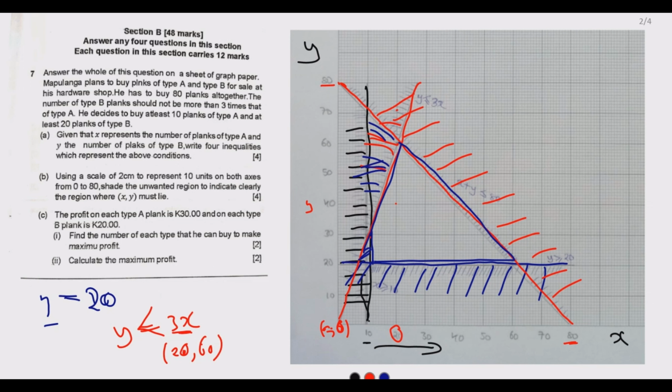So basically, this is how you get another 4 marks. 4 plus 4 will remain, we have 8 out of 12. So let us look at C.